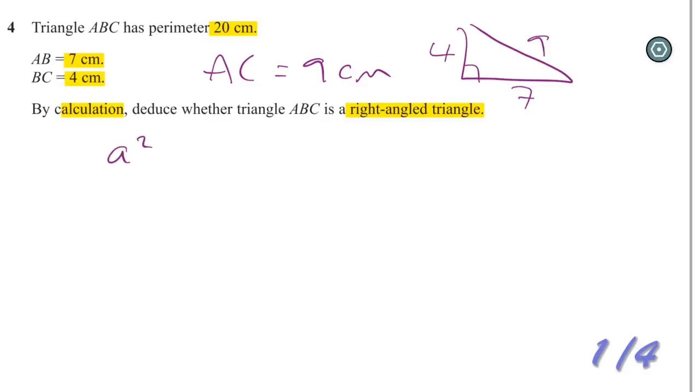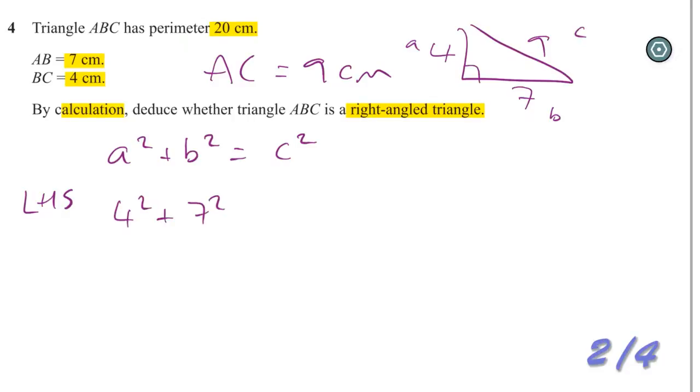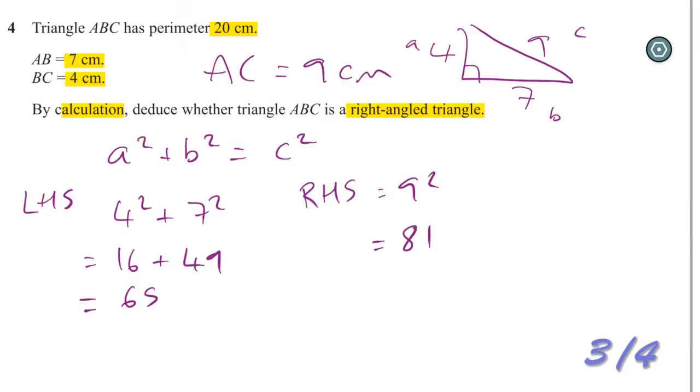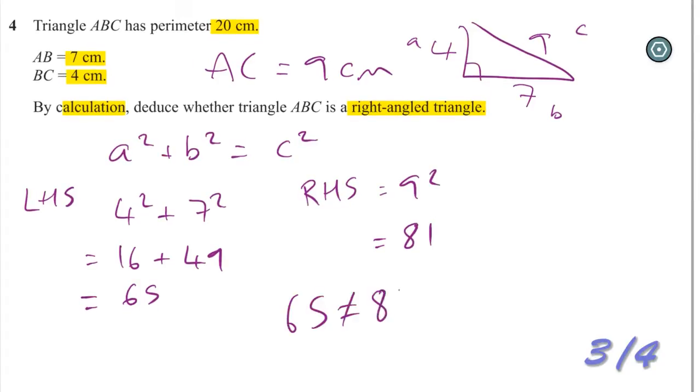Pythagoras theorem is a squared plus b squared equals c squared, so the hypotenuse squared. So let's have a look if this works. So let's first look at the left hand side. A squared plus b squared, well, if we label our sides a, b and c, a squared is going to be 4 squared plus b squared, which is 7 squared. That equals 16 plus 49, which equals 65. For the right hand side, we've got 9 squared, which is 81. Now 65 does not equal 81.